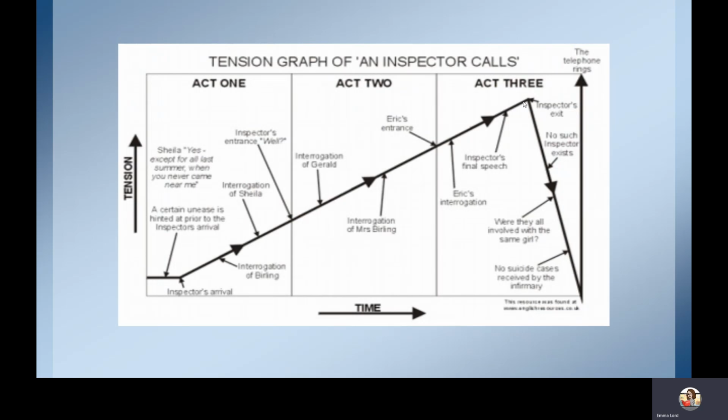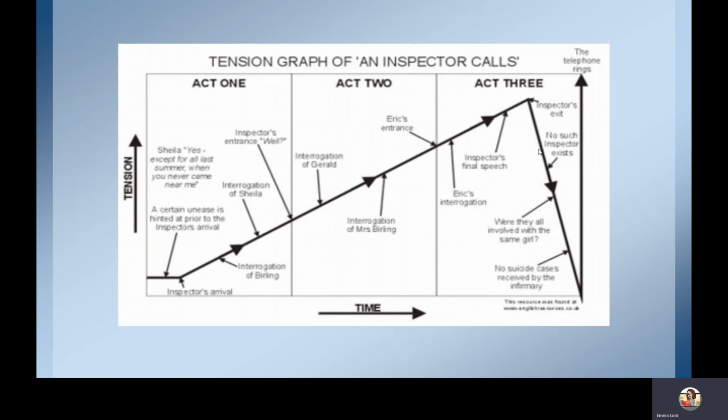Now, the climax, I think we could argue where this is. I think some people might actually argue this is the end of Act 2 and the beginning of Act 3, where Mrs. Burling realises it was Eric and where Eric returns. Remember, Eric disappears for quite a while, and then he returns ready to face his interrogation. And actually, I think that says quite a lot about his character, that he does come back. He is ready to face his crimes, as it were. He is ready to take responsibility.